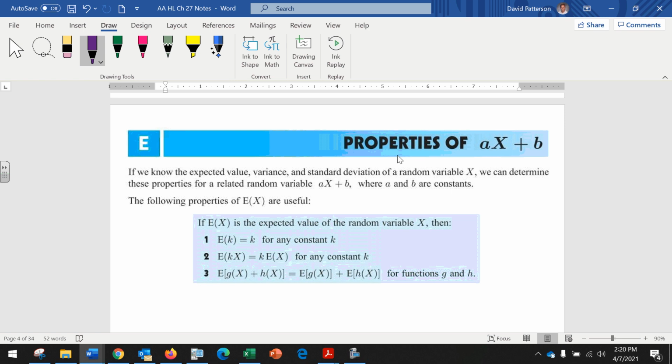Finally, talking about properties of ax plus b. Basically what's happening here is that we're multiplying the random variable x times a constant a, and adding a constant b to the distribution, and we want to know what's going to happen. Specifically, if we have some value k times x, we can multiply k times the expected value of the original value, and that gives us the new expected value. If we have two random variables, we can add the two expected values together.